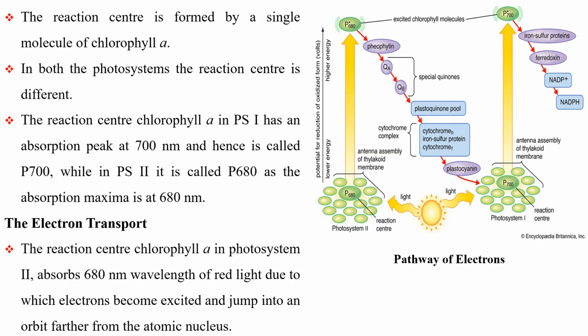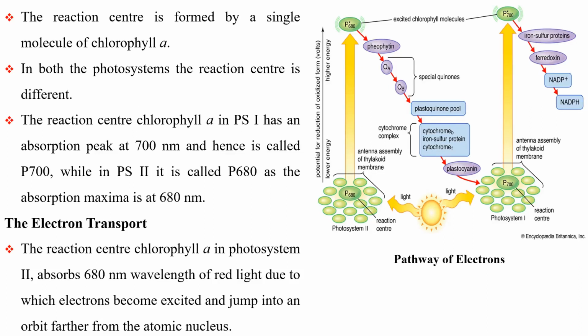The reaction center is formed by a single molecule of chlorophyll a. In both the photosystems, the reaction center is different. The reaction center chlorophyll a in photosystem 1 has an absorption peak at 700 nm and hence is called P700, while in photosystem 2 it is called P680 as the absorption maxima is at 680 nm.